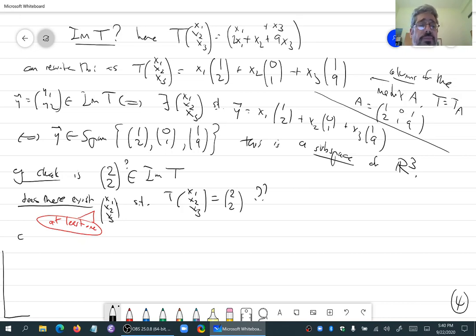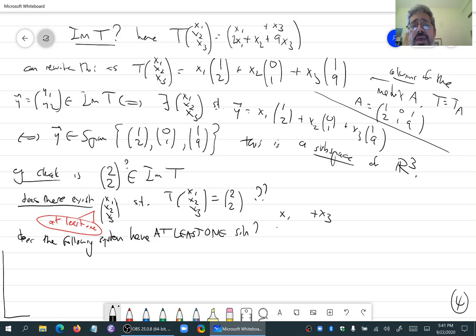So that means, does the following system have any solutions? At least one. Let's see it in that form. It's clearer. At least one solution. And the system is, well, what's T of x1, x2, x3? It's x1 plus x3 and 2x1 plus x2 plus 9x3. And we want this to equal 2 and 2, or maybe I should have made them 2 and 3. Well, never mind.